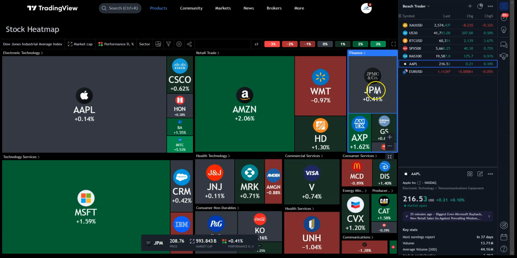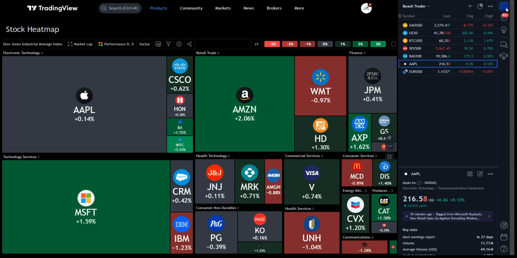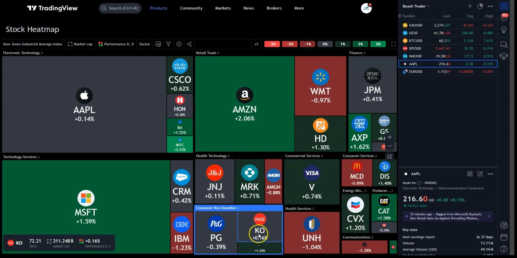Financial department, JP Morgan, American Express, Goldman Sachs, and I don't see what that one really is, but we can click it and find out what it is real quick for you. This is a Travelers Company, a big company in the United States. All these are super huge. It doesn't matter how they look right here. They're all the biggest companies in the United States, right?